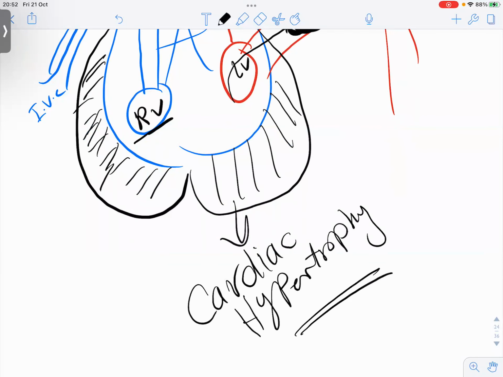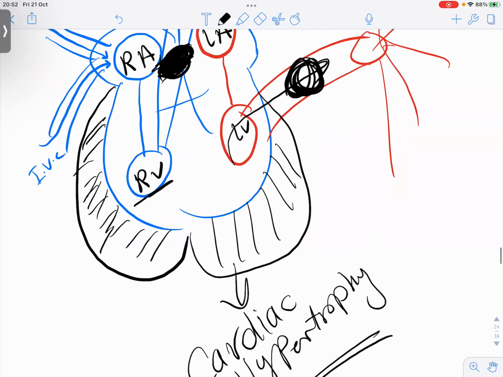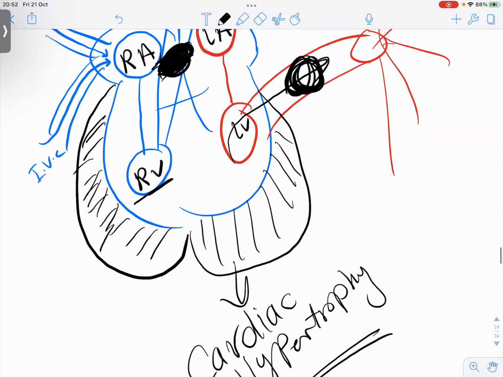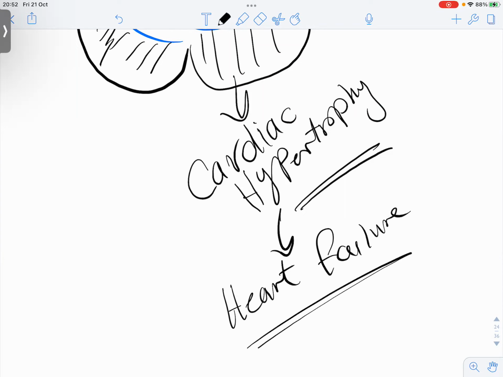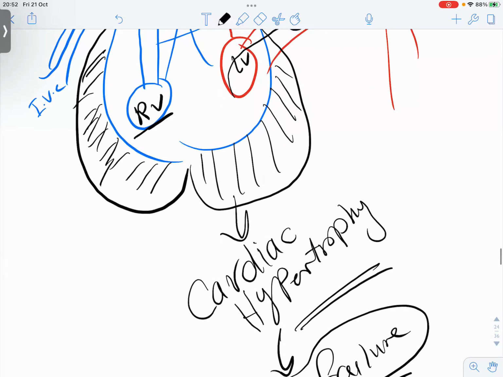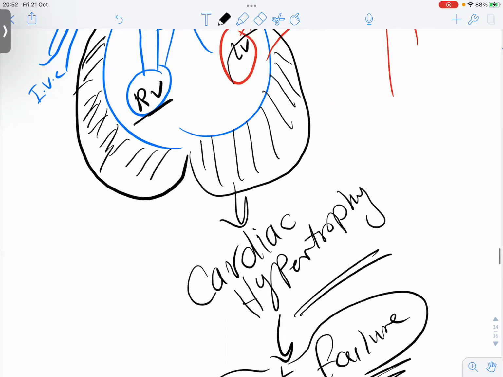Cardiac hypertrophy. And of course, a big heart is not a good thing. Why? Because cardiac hypertrophy is the first step in a very, very dangerous disease called heart failure. We will explain everything about heart failure, but the first step in heart failure is cardiac hypertrophy. Also, hypertrophy can happen in the stomach.